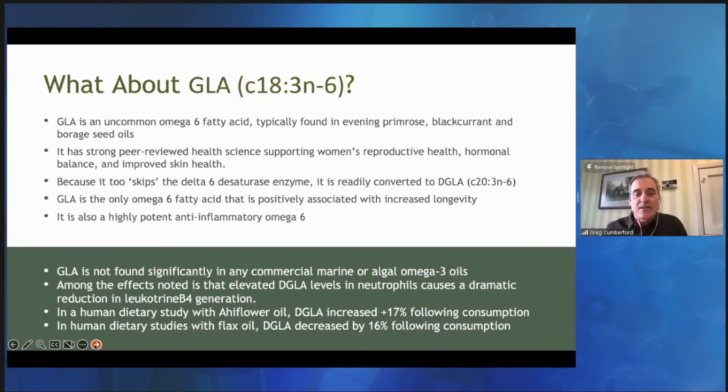increasing DGLA levels, which have their own recognized anti-inflammatory oxylipins. So in one of the human dietary studies with ahi flower oil, DGLA was significantly increased by 16%, whereas in that same study, flax oil decreased DGLA synthesis and levels by 16%.